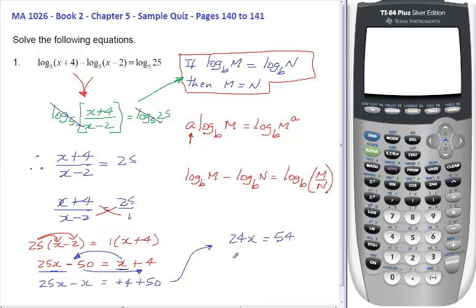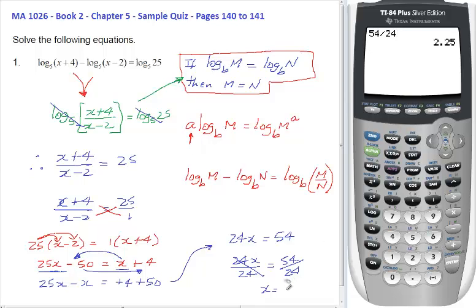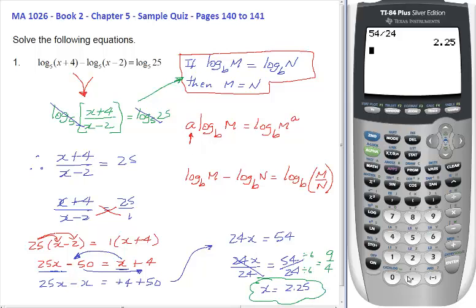Now to isolate the x, I must divide each side by 24. Let's see what we get. x is equal to 54 divided by 24, or you could reduce it to a fraction, your choice. That's 2.25. Or you could have reduced it as well. We know each is divisible by 6, and you could have changed that to 9 over 4. So either answer is correct: 2.25 or 9 over 4. So there's the solution to that log equation.